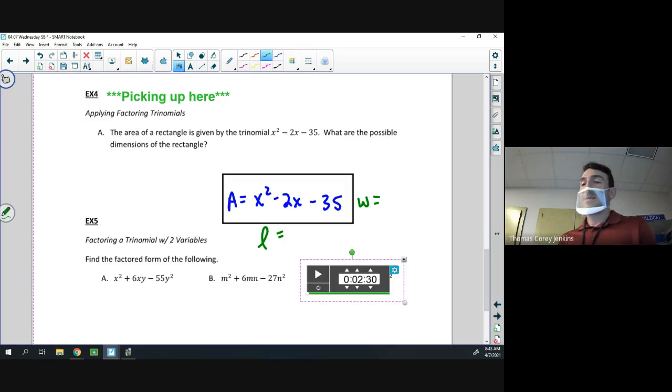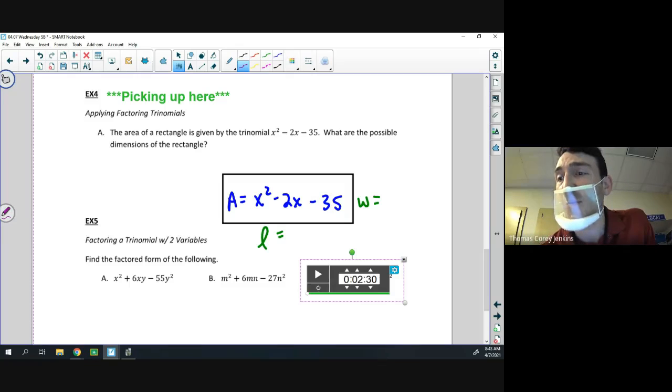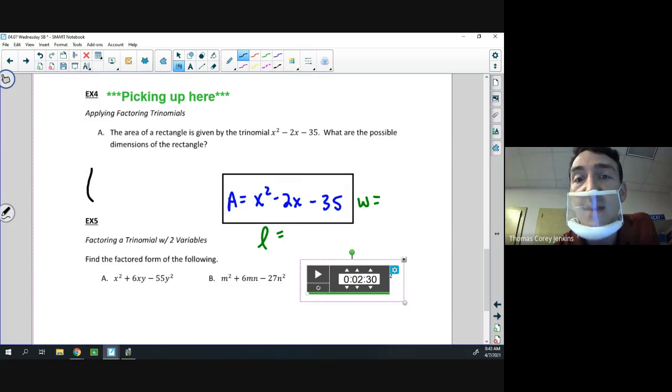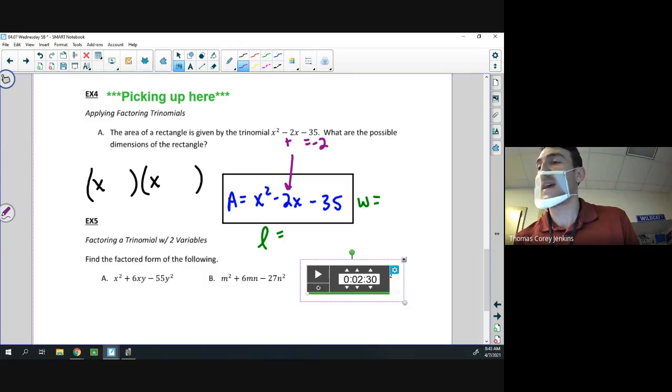All right, so just to get us going again, what we're really looking for. Well, we know that when we factor, they're going to start out with x plus or minus something times x plus or minus something. We know that because it starts out with 1x squared. Okay, then we start to think about our combinations. So our combination needs to add up to -2, adds to b, and multiply to -35. Multiplies to c.